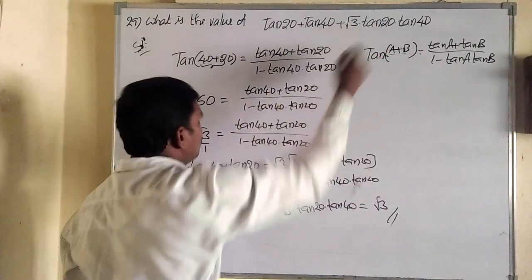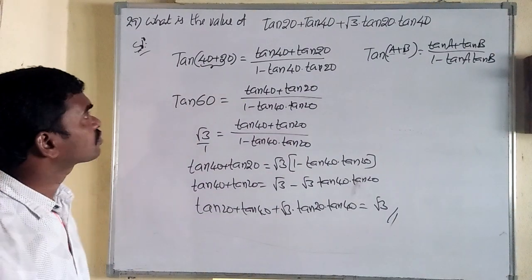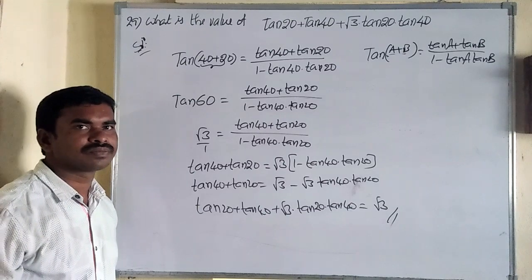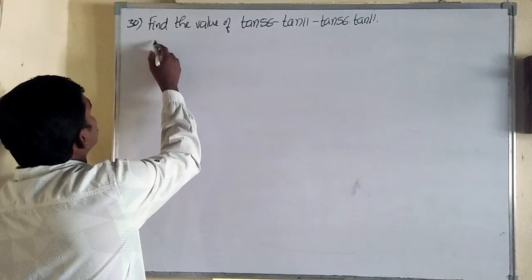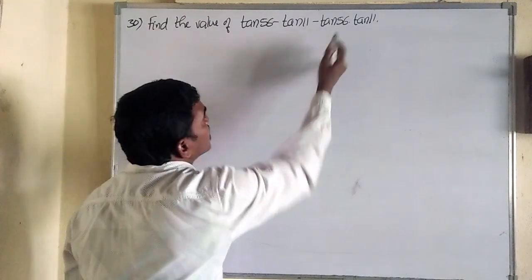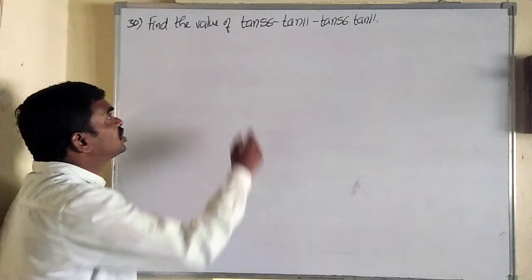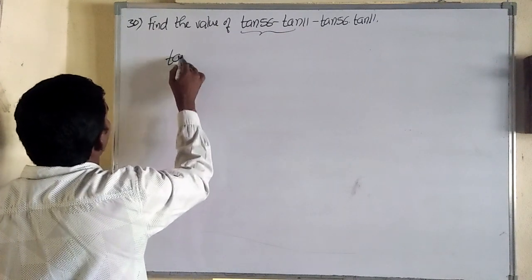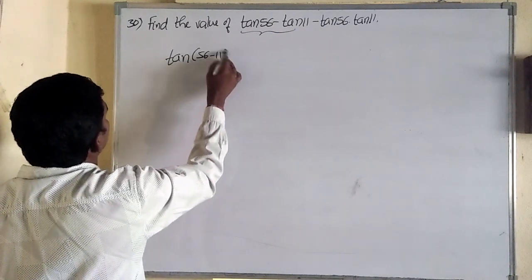Okay, the same value we should find. Is it clear? Yes. Let us see the next question. 30th question. Find the value of tan 56 minus tan 11 minus tan 56 into tan 11. Okay? Which terms do you observe? Tan 56 minus tan 11 means tan of 56 minus 11.